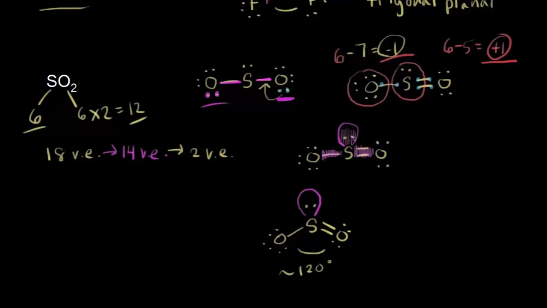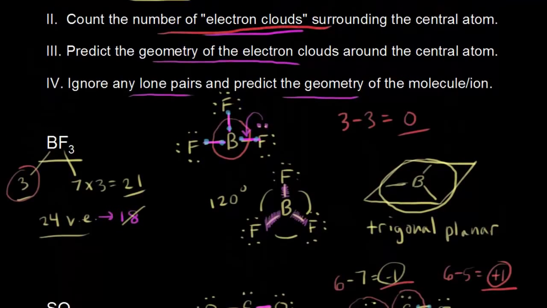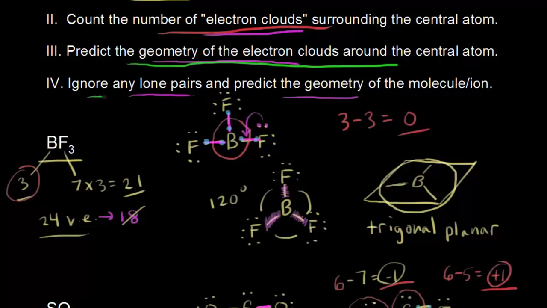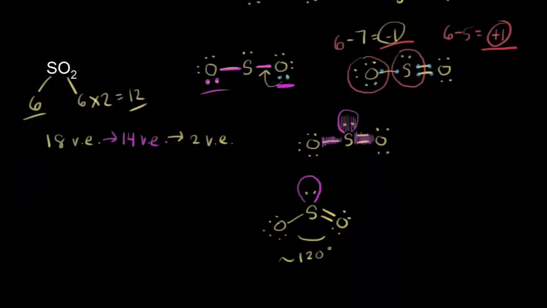So let's go back up and look at our steps for predicting the shapes of molecules. So we've done step 3. We have predicted the geometry of the electron clouds around our central atom, and now we go on to step 4. We're going to ignore any lone pairs on our central atom when we predict the geometry of the overall molecule. And so that now pertains to our example here. We're going to ignore that lone pair of electrons on the sulfur. We're going to ignore this lone pair of electrons when we're talking about the shape of the molecule. So even though the electron clouds have a trigonal planar geometry, we say that the shape of the molecule has a bent or angular shape.